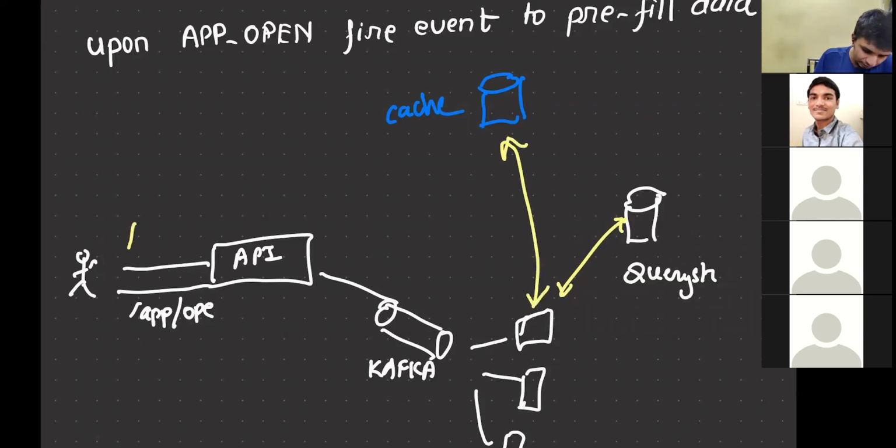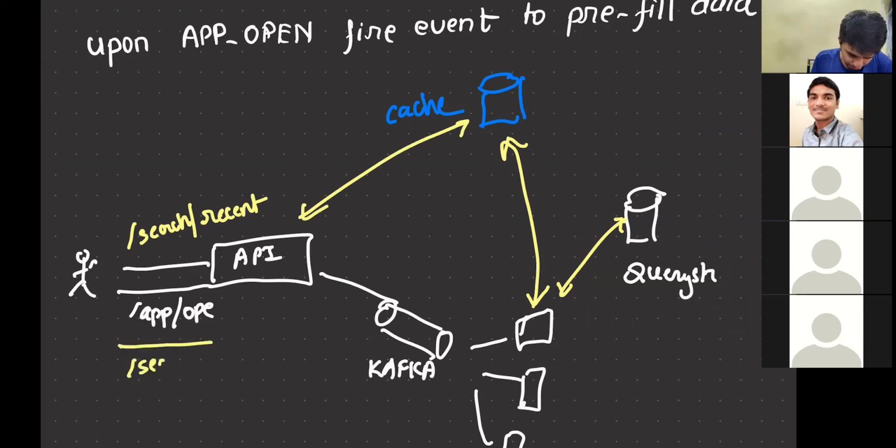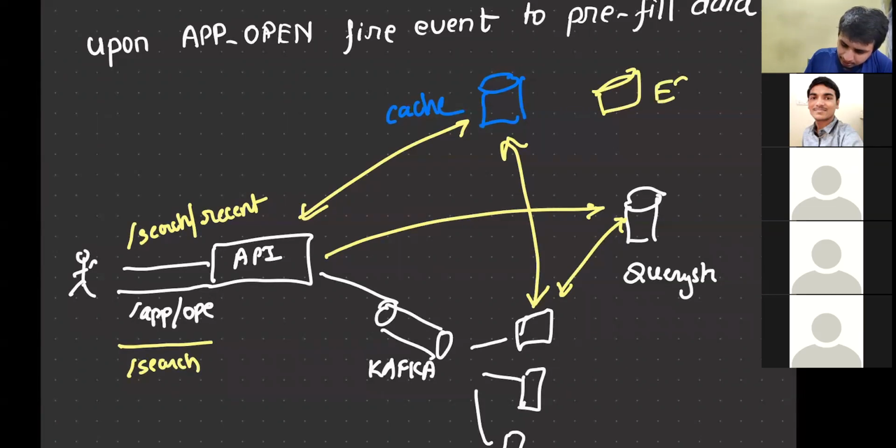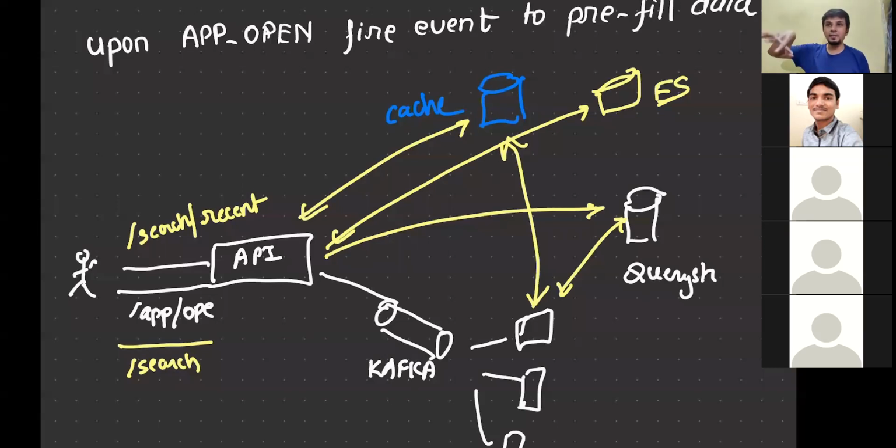Now, whenever my request for /search/recent comes in, it would go to the cache and get the result. And when my request for /search comes in, it would go here and store the information in the query store, and you would have an Elasticsearch cluster here. Something similar to this, right? So you'd still have your Elasticsearch cluster.